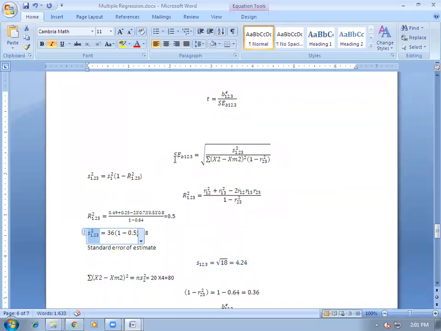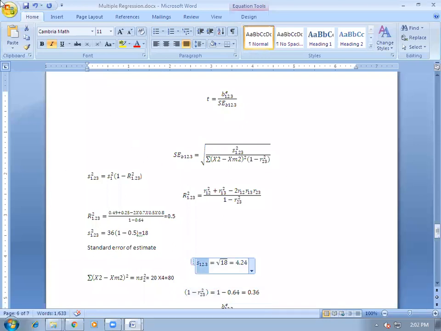Now, for calculating the standard error of the regression coefficient, we will first have to calculate this sigma x2 minus x2 mean square and 1 minus R23 square. You are given R23 .8. Therefore, the value of 1 minus R23 square will be 0.36. Sigma x2 minus mean of x2 square can be calculated through this formula, N times standard deviation 2 square. N is 20, and standard deviation 2 is given in the question as 2, so 20 into 4 will be 80, right?